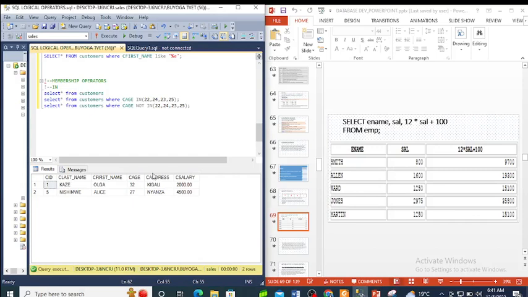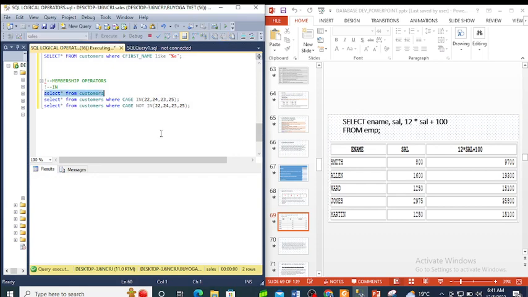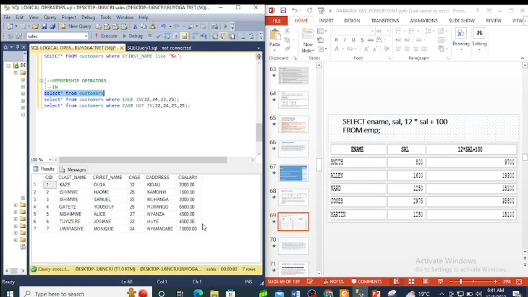So we are going to use our table customers. Then we check this operator precedence.